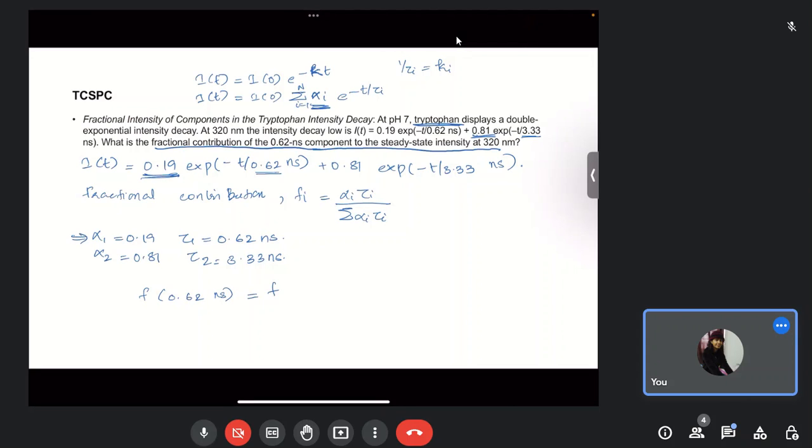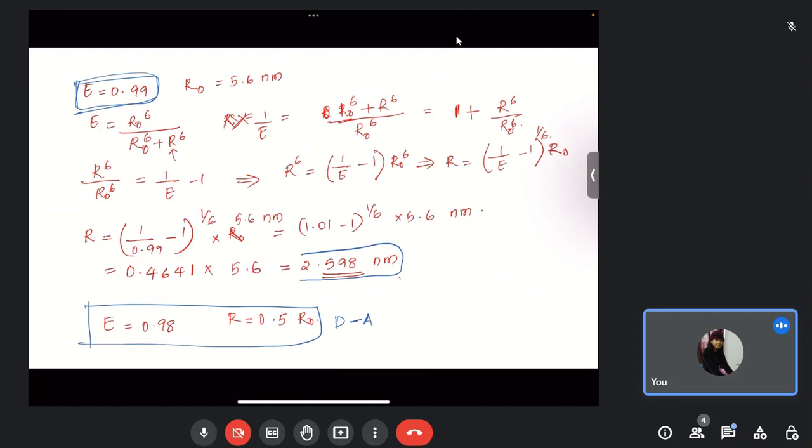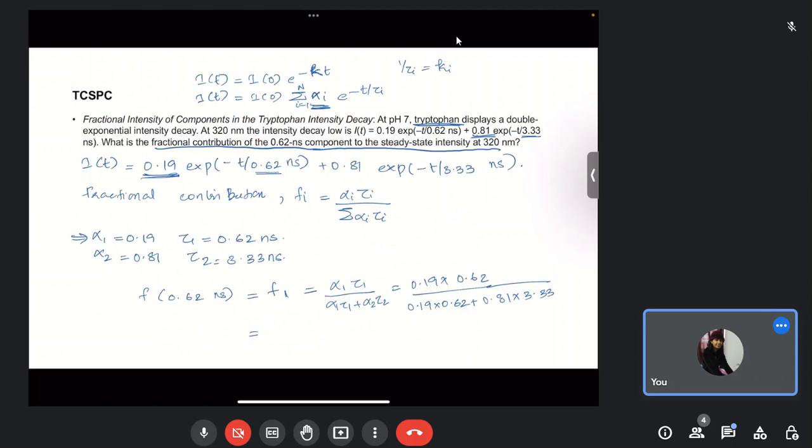It corresponds to this particular component, which is F1, equal to alpha 1 tau 1 divided by alpha 1 tau 1 plus alpha 2 tau 2. This is equal to 0.19 into 0.62 divided by 0.19 into 0.62 plus 0.81 into 3.33. This is equal to 0.19 into 0.62, sorry, 0.1178.